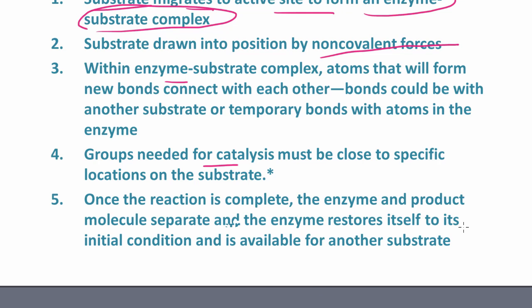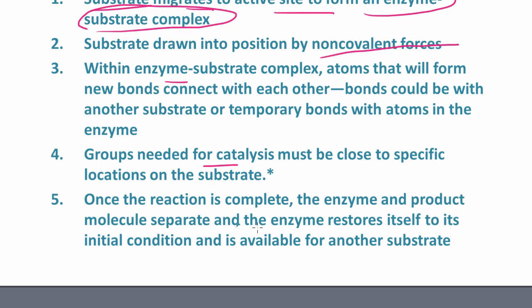Remember, here I said groups for catalysis must be close to specific locations on the substrate. Many reactions require acidic, basic conditions, or metal ion catalyst. The active site on the enzyme can provide these conditions without disrupting the pH of body fluids. The necessary metal ions, remember, are present as cofactors.